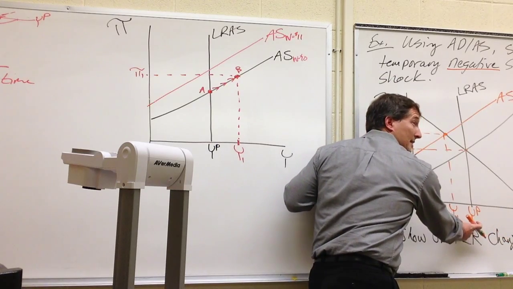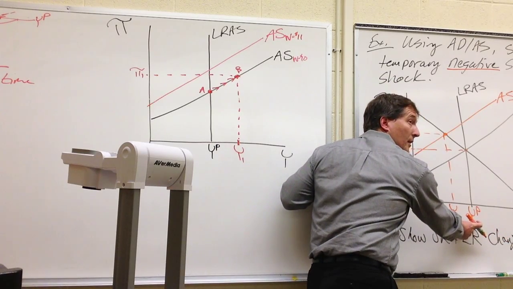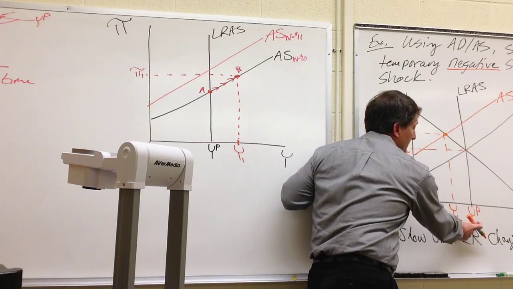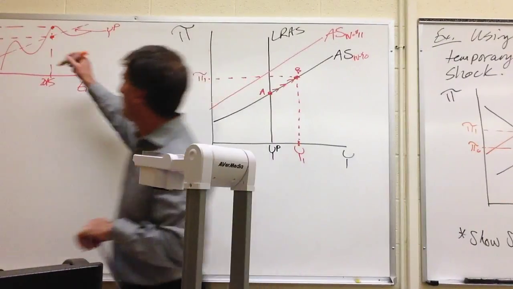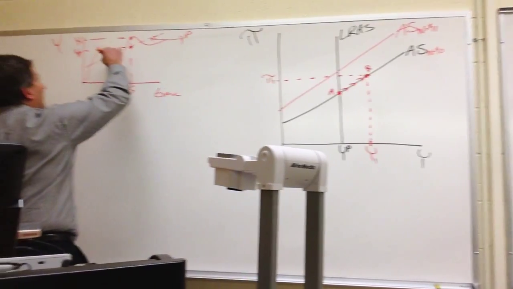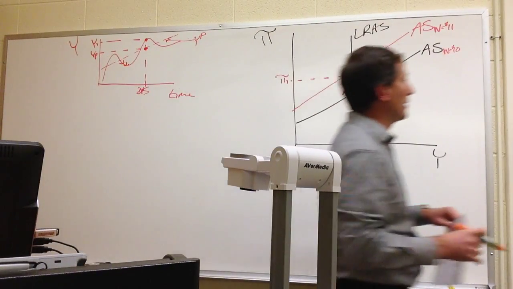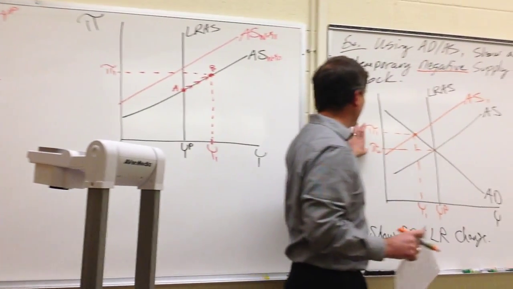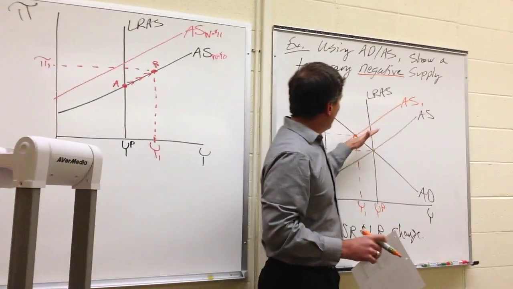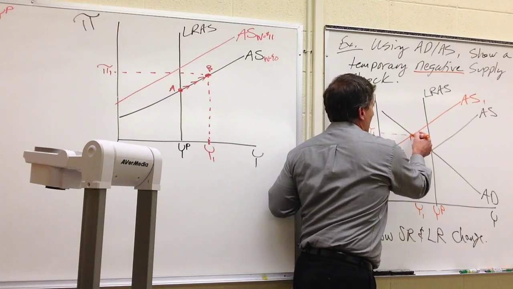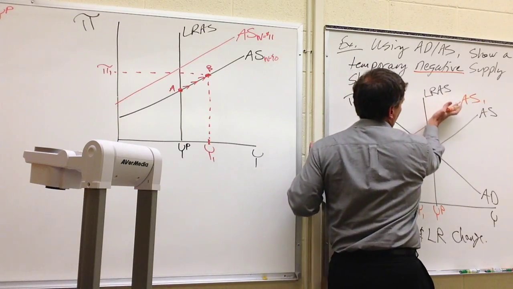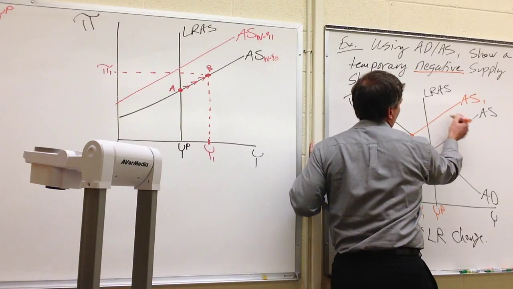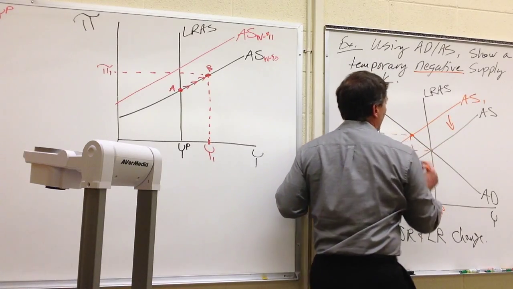We could characterize this as a recession. Possibly. A recession is technically a 2-quarter decline in real GDP, so it's not necessarily a recession, but you can kind of think that way. Things aren't so hot here. Over time, there's going to be resource price adjustment back down if it's temporary.